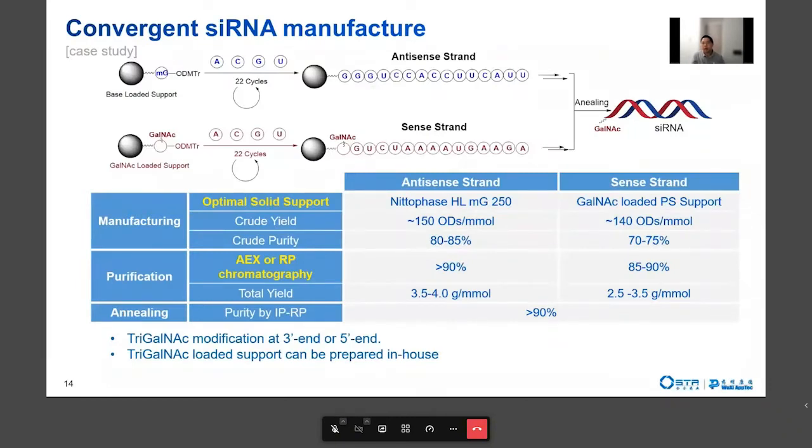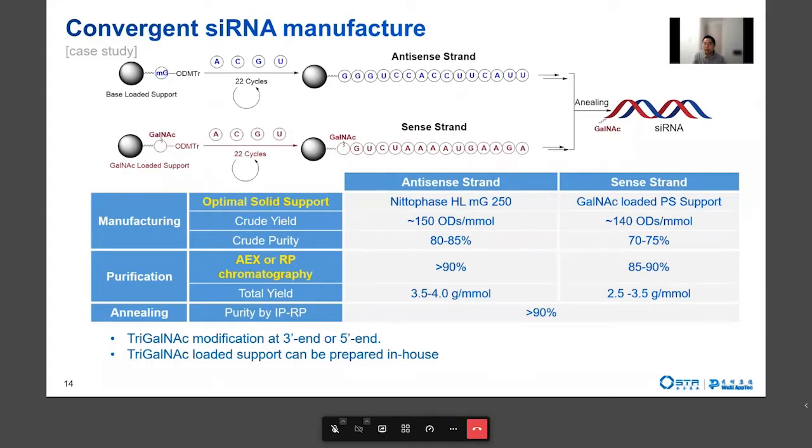As I mentioned earlier, our team has worked on many types of oligo projects. Here is a typical small interfering RNA duplex project we have worked on. The work scope covers process development, GLP scale-up, and GMP manufacturing. The GalNAc modification is also typical at the 3' end of the sense strand.